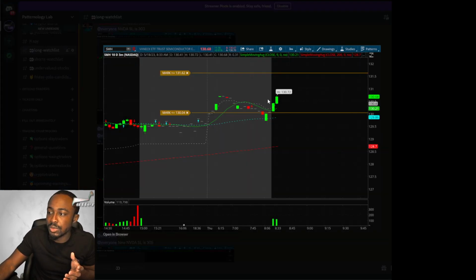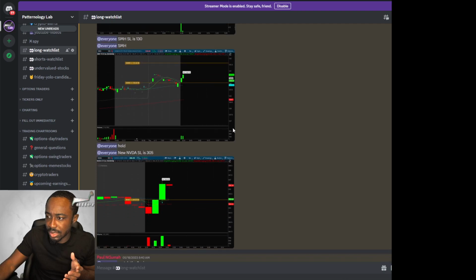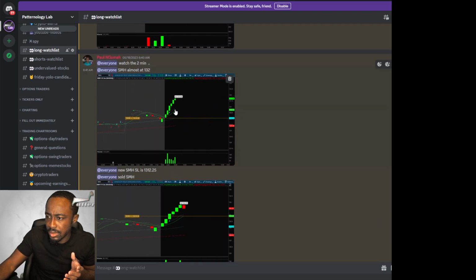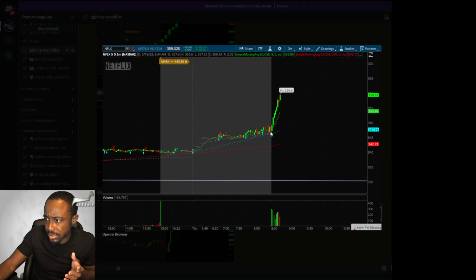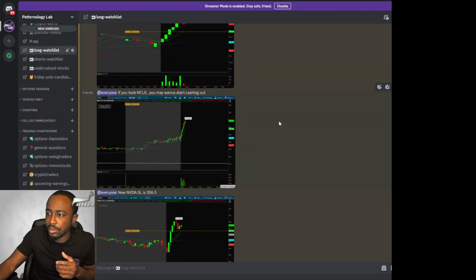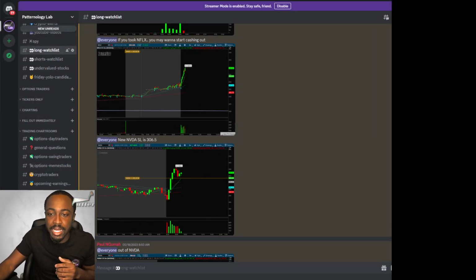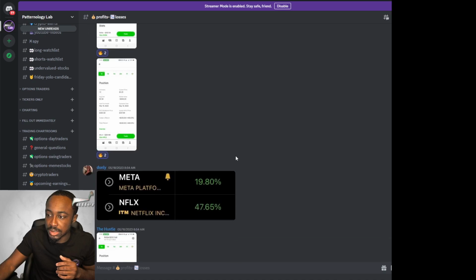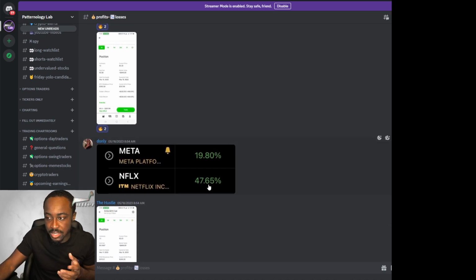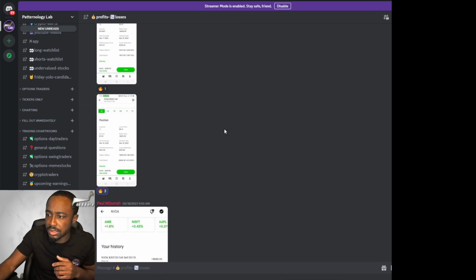And this was, no, that's SMH. Let's see. And this was Netflix as it was running, and it got to 360, and people started taking their money off the table. Eventually, it went a lot higher, all the way up towards like 377 before it started going sideways. But overall, again, it was a pretty good week. Like somebody made 47% on Netflix.